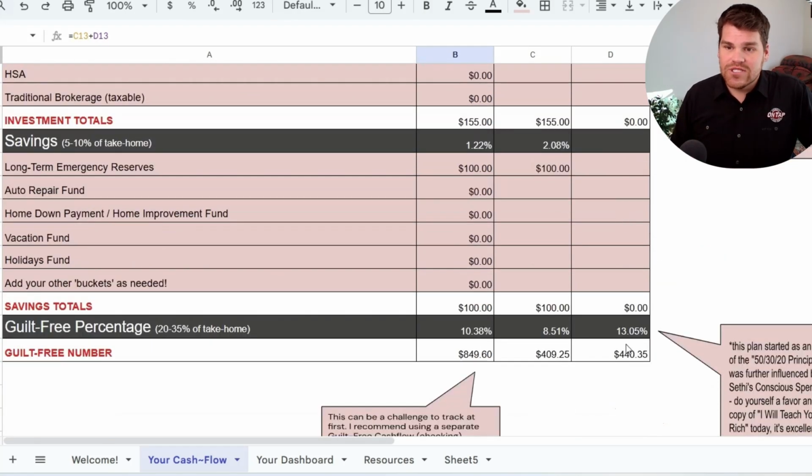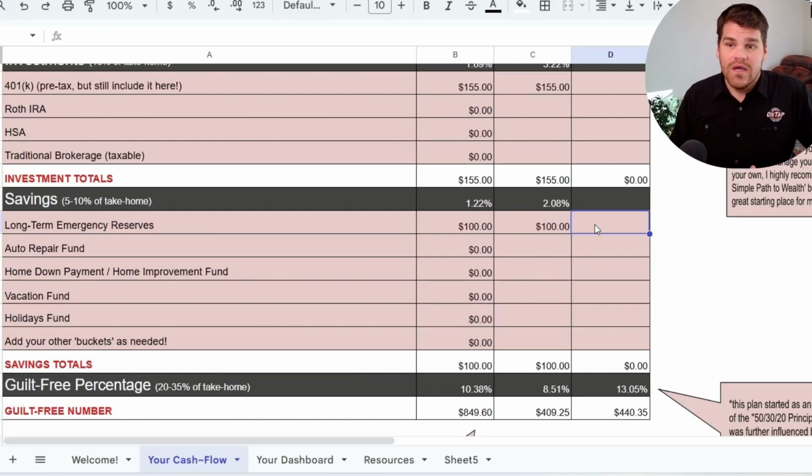Well, let's see how much they still have in their guilt-free spending. They have $850 a month. So perhaps at that 350 level, Eve also says, you know what, I'm going to contribute that extra $50 into my savings to create that long-term emergency reserve, which could save us from going back into credit card debt. We still have $800 a month for guilt-free spending.